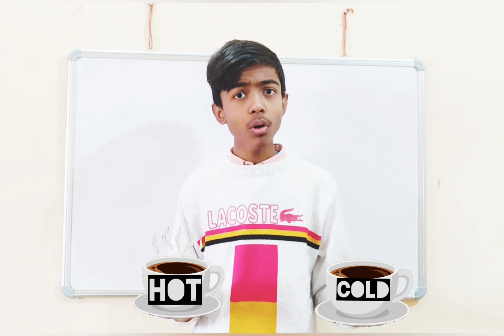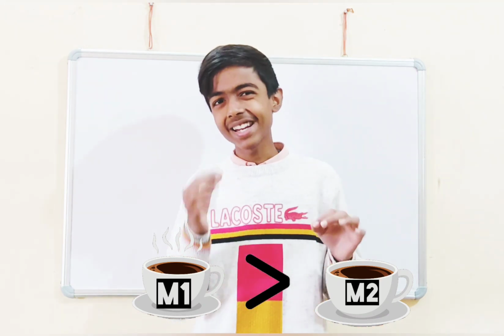Imagine I have two cups of coffee which are completely identical, having the same amount of coffee in them, but one cup of coffee is hotter than the other. What E equals mc squared tells us is that the hot cup of coffee will have more mass because it has more thermal energy, and that excess amount of energy results in an excess amount of mass, giving it more mass than the other cup of coffee.